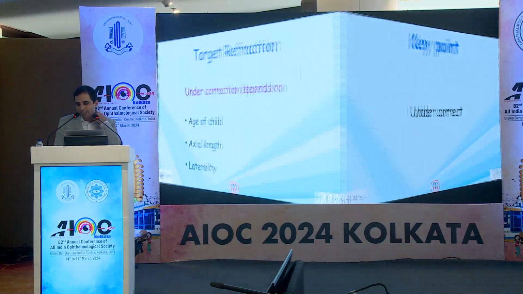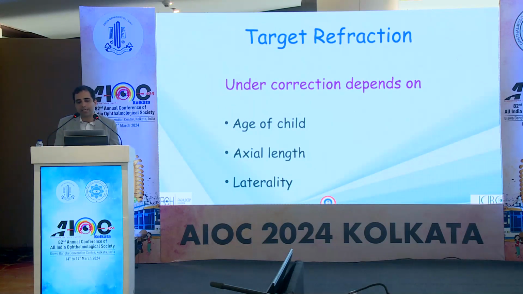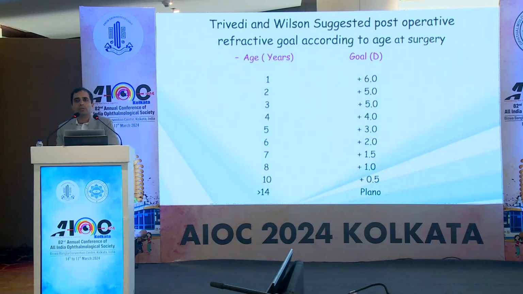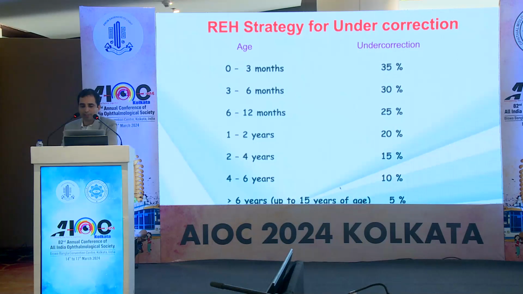So undercorrection is the key word, and it depends on the age of the child, laterality of the cataract, and whether the child is already myopic for the age or not. And there are several nomograms, the commonly used ones being the Trivedi and Wilson nomogram, where based on the age, they have a fixed post-operative refraction which they target. Younger the child, 1 year plus 6 diopter, and so on. So older the child grows, less the undercorrection. And typically around 7 to 8 years, we stop undercorrecting very much.